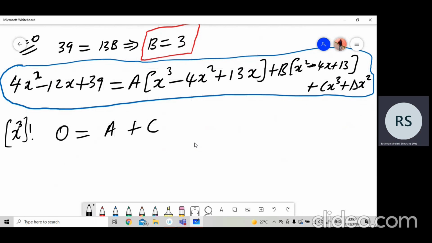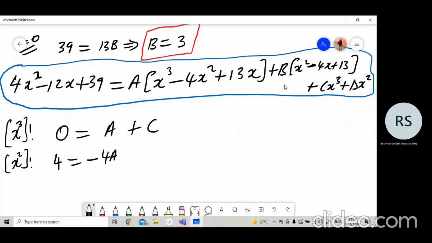Equate the next highest power coefficient, which is x to the power of 2. The coefficient of x to the power of 2 on the left hand side is 4, equal to the sum of the coefficients of x squared on the right hand side, which would be minus 4a, plus b, and then another coefficient of x squared is d.